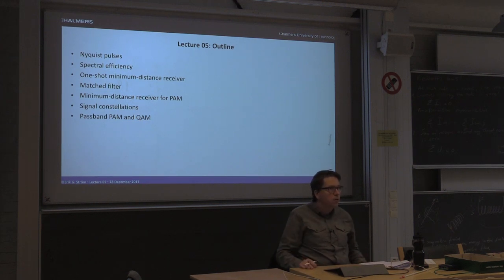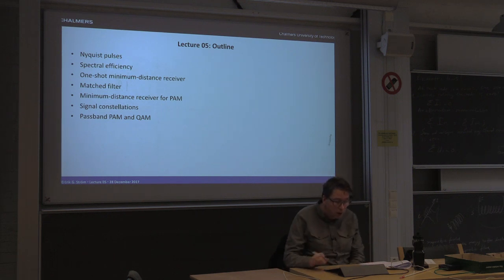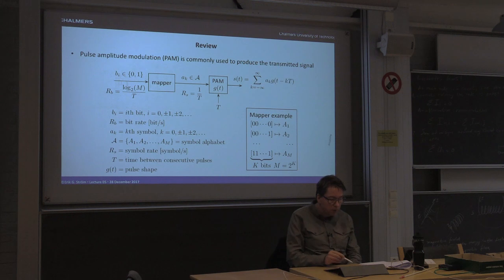All right, so let's get started then. Today we will continue to finish off the things that we didn't finish on Friday. That has to do with Nyquist pulses and intersymbol interference, and then go on to talk a little bit about receivers for pulse amplitude modulation. But first, a short review of what we did last week.